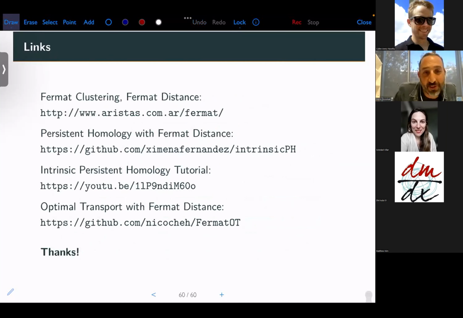Last thing. There you have a lot of links in case you want to give a try to all these methods. In the first link you can download the implementation of this algorithm for clustering. In the second link you can do your persistence diagrams. There's a tutorial about intrinsic persistent homology by Jimena in the third link, and in the fourth link we have applications to optimal transport on manifolds.